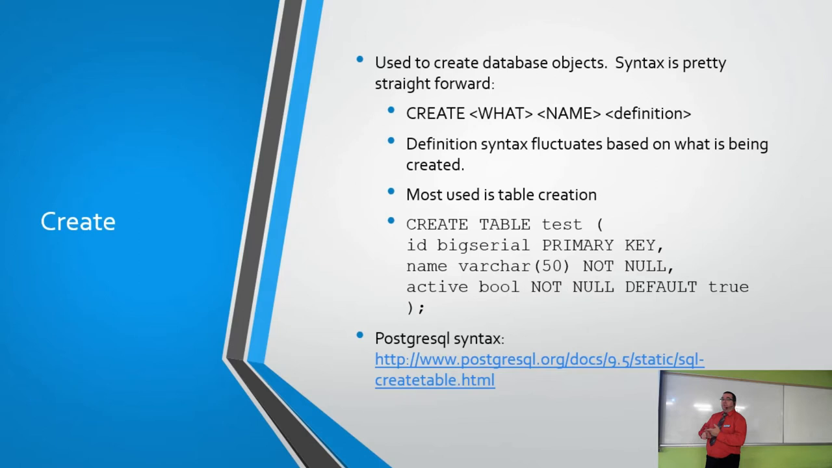As in, is it a primary key? Is it not null? Or you can even feed it a default value. You'll notice, comma delimited list, create table test, open bracket, now we add an ID, a name, and an active field, close bracket, semicolon, and then you run it.